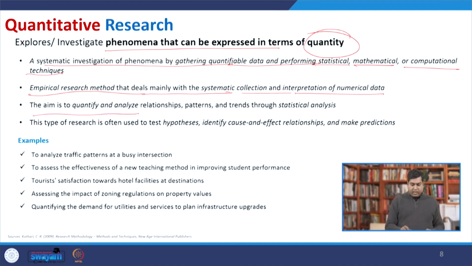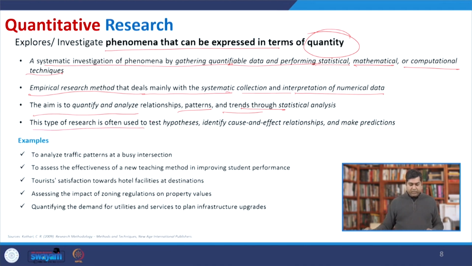The aim is to quantify and analyze relationship, pattern and trend. So it may be something when you go for a correlation type of research, that you want to understand the association of two variables, or impact of temperature on rainfall, or impact of rainfall on the urban flash flood. In all such cases, you go for establishing the correlation, or it may be the trend analysis that you can do.